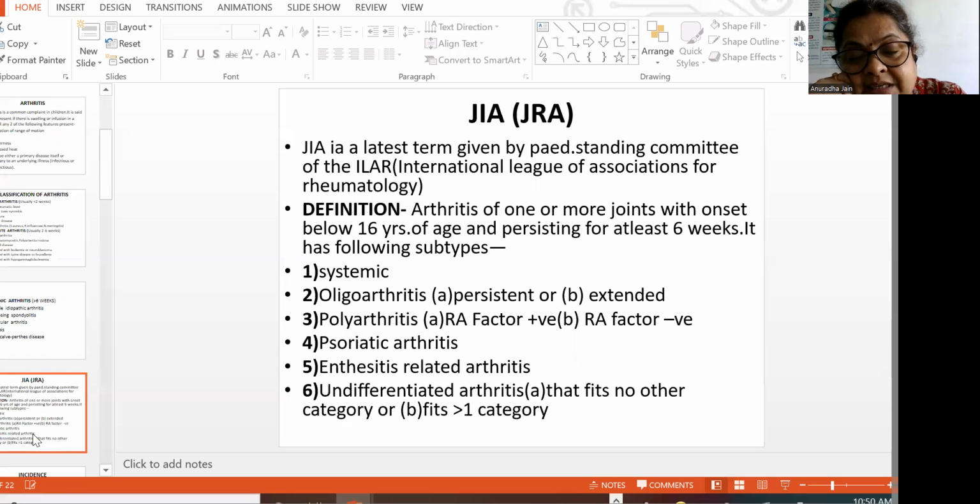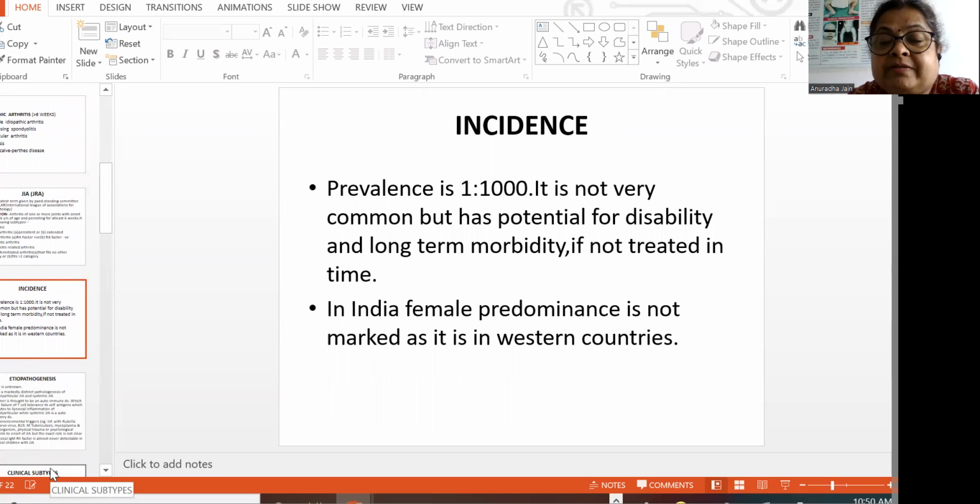Enthesitis-related arthritis, and undifferentiated arthritis, that is, arthritis that fits no other category or fits in more than one category. Then we put this arthritis into this category. Its prevalence is 1 in 1,000. It is not very common, but has potential for disability and long-term morbidity if not treated early. So this is a very alarming situation, alarming for the parents and for the child himself. That is why it should be diagnosed early.